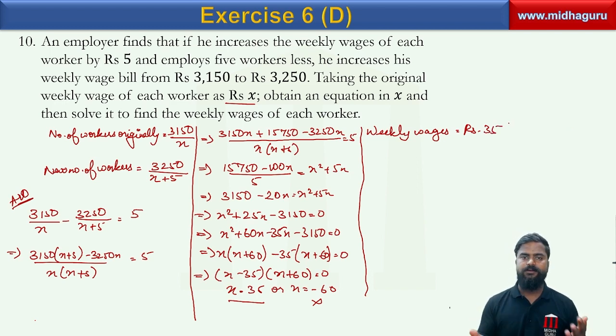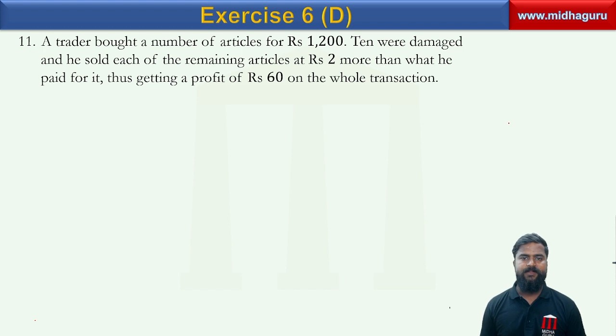So let's move on to the next question. The next question says a trader bought a number of articles for rupees 1200. 10 were damaged and he sold each of the remaining articles at rupees 2 more than what he paid for it, thus getting a profit of rupees 60 on the whole transaction. So we are supposed to find the number of articles that he purchased.